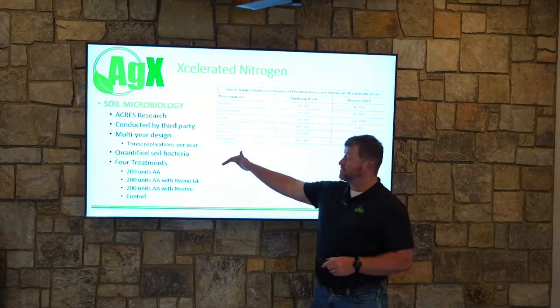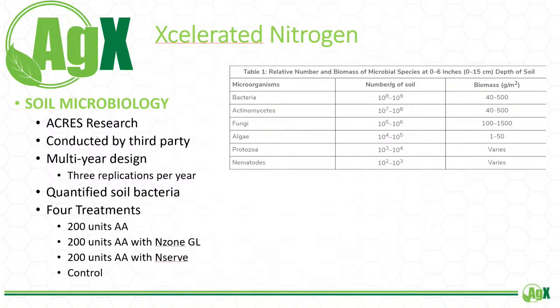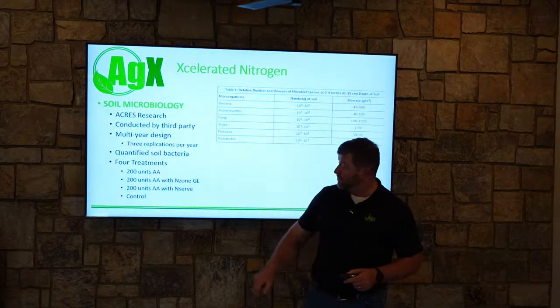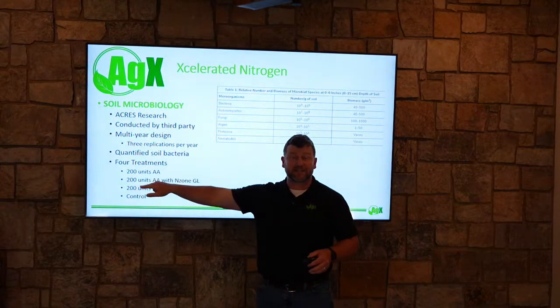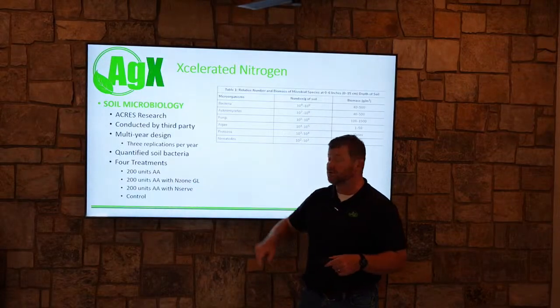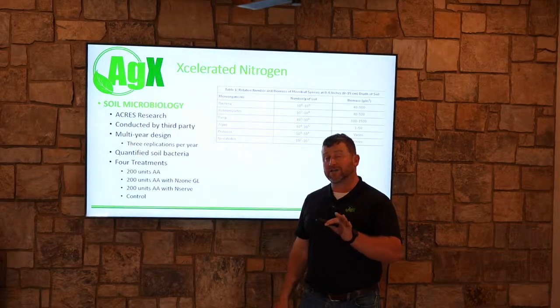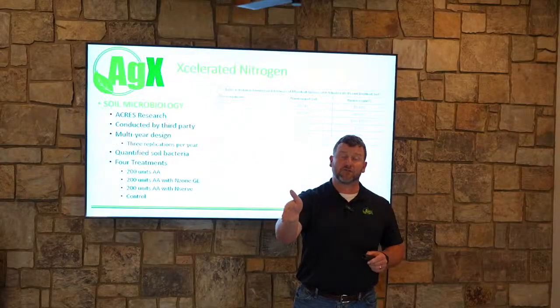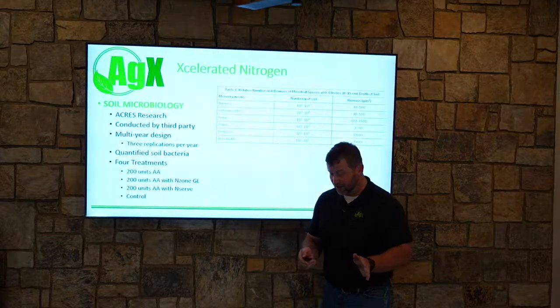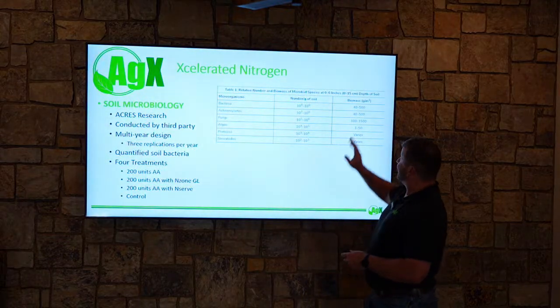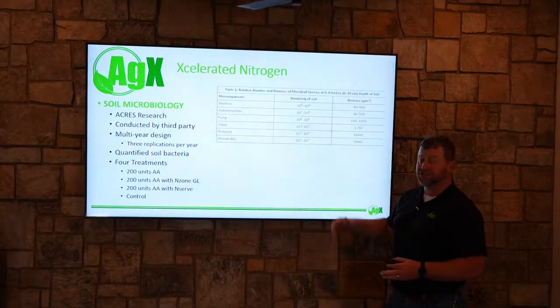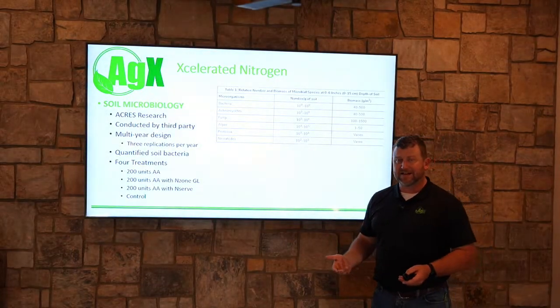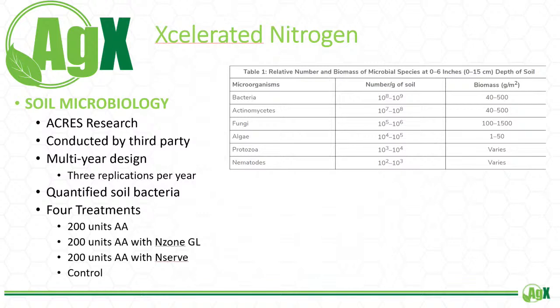So within each one of these replications across multiple years, we had 4 treatments. They were injecting anhydrous ammonia. One treatment was just 200 units of anhydrous. Then anhydrous with Enzone GL. We had 200 units of anhydrous with a competitor, and then we had a control. The control is we just simply ran the knives through the ground, but we did not include any anhydrous in there. I love this chart that's right through here because it just reminds us of the significance of not disturbing soil microbiology, right?